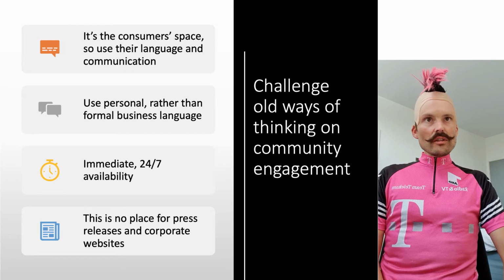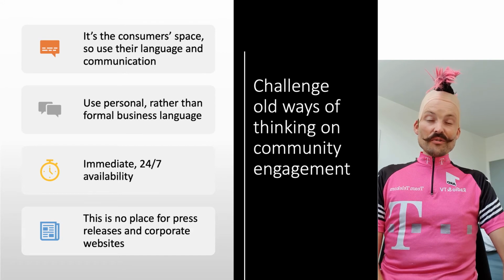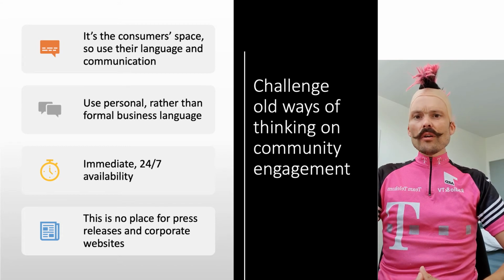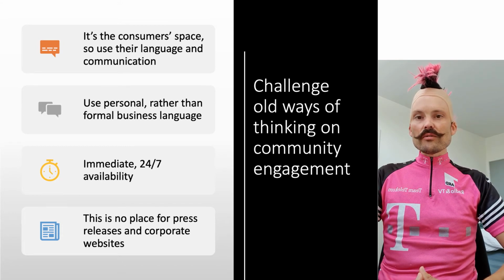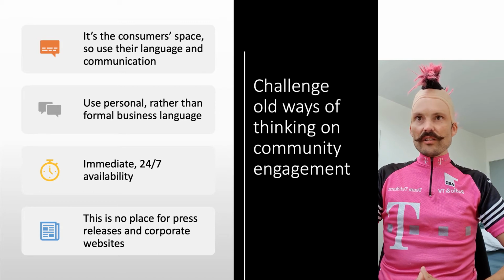To a very large extent, the old way of thinking about community engagement is about engaging the community on your terms. So you provide for the community as a business, and then people will engage with you. But on social media, it's the consumer space. So you need to use their language and communication. You need to sit there and observe how the platform works before you use it, and then communicate accordingly. And it's also really good practice to be personal rather than use formal business language. There are always businesses that get this really wrong, and no one pays attention because they use language that is way too formal.